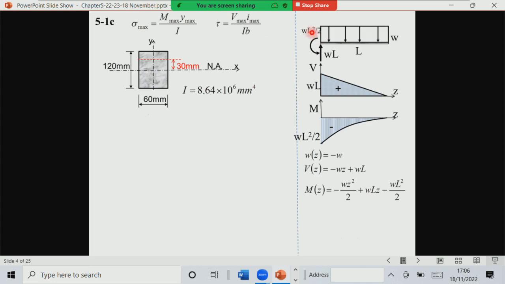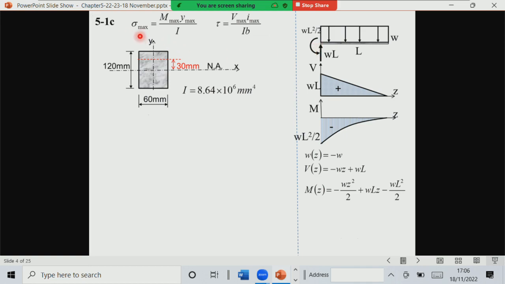I showed you last week or the week before how to draw the shear force and bending moment diagrams and how to write the general equations for the distributed load, shear force and the bending moment. As you can see, all of them are functions of z, where z is along the axis and its origin is at the left end.